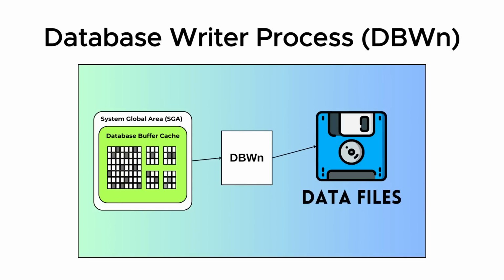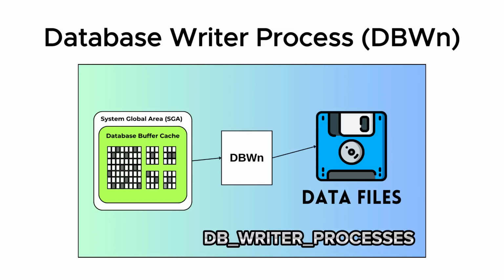Generally, there is one database writer process for each Oracle database. Although one database writer process is adequate for most systems, you can configure additional processes. The number of database writer processes is controlled with this parameter.